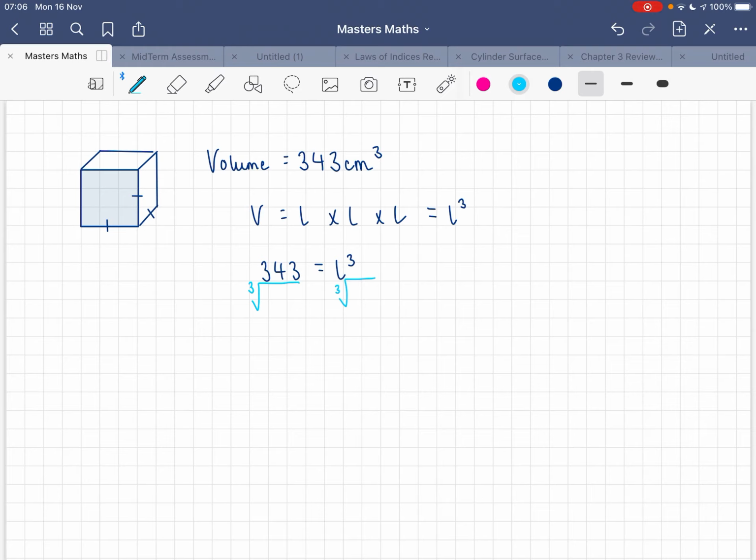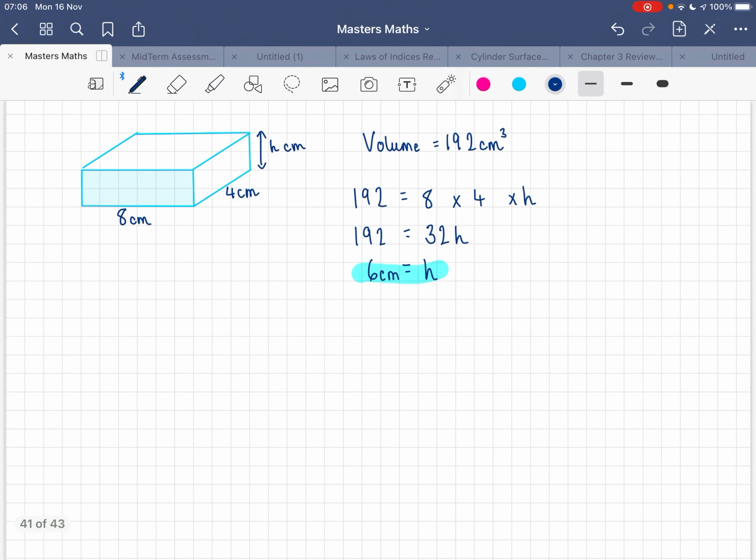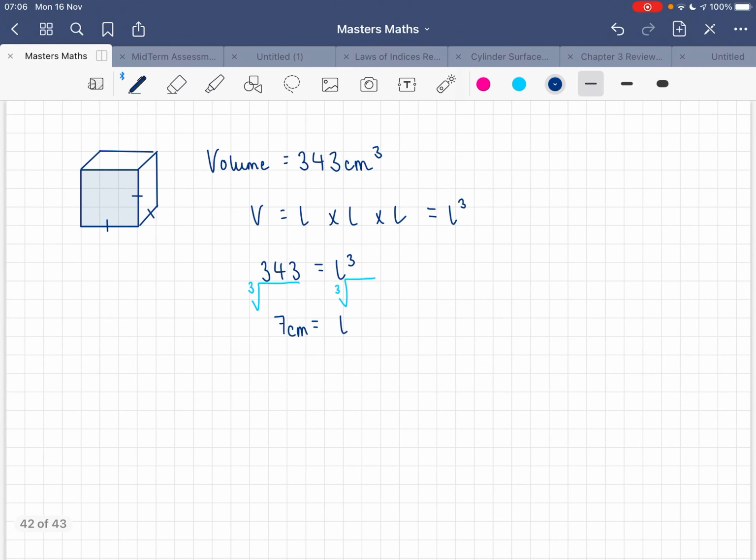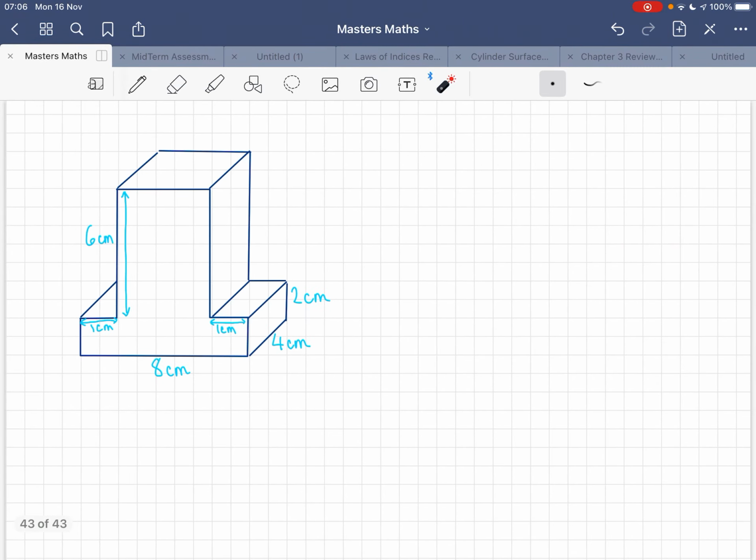So the cube root, I'm just going to do it on my calculator, is 7. So that means the height, or the length, is 7 centimeters, and that's it. Okay, so for a cuboid where all the sides are different, you need to divide by the sides that you've been given. For a cube where the sides are all the same, you have to cube root the volume that you've been given to get the length. Okay, I hope that makes sense.